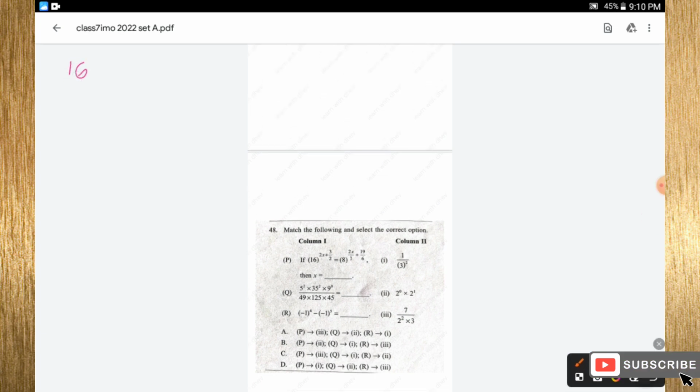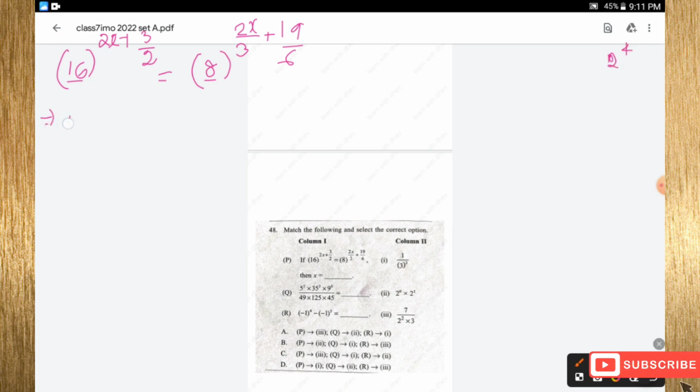The question is 16 to the power 2x plus 3 by 2, which equals 8 to the power 2x by 3 plus 19 by 6. Here we have to find the value of x, so we have to solve. Now you have to write the base in exponential form. What is the prime factorization of 16? Right, that is 2 to the power 4, correct?